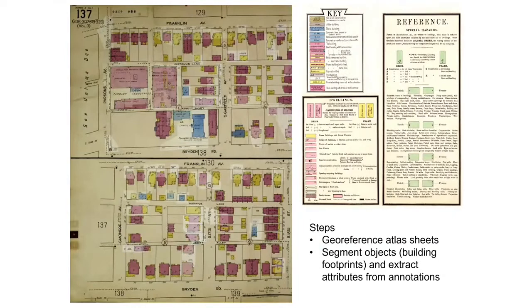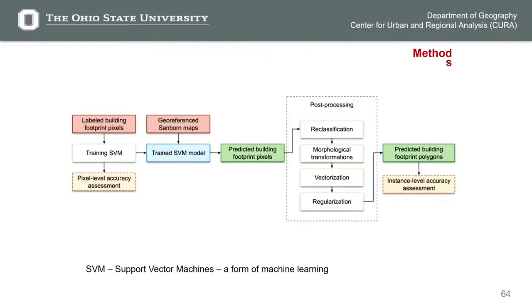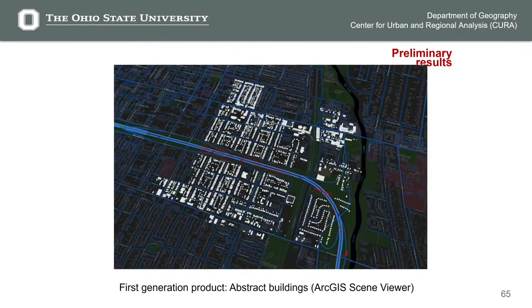Our brilliant graduate student UA was able to georeference the atlas sheets, segment the objects, such as building footprints, and extract attributes from the map annotations. Additionally, we were able to pull address data from the index sheets of each atlas map. From there, we were able to predict building footprint pixels from the Fire Atlas maps, and utilize the machine learning model to further improve our processes. This involved multiple post-processing steps, such as reclassifying layers, morphological transformations, vectorization, and regularization. We then were able to predict building footprints and polygons.